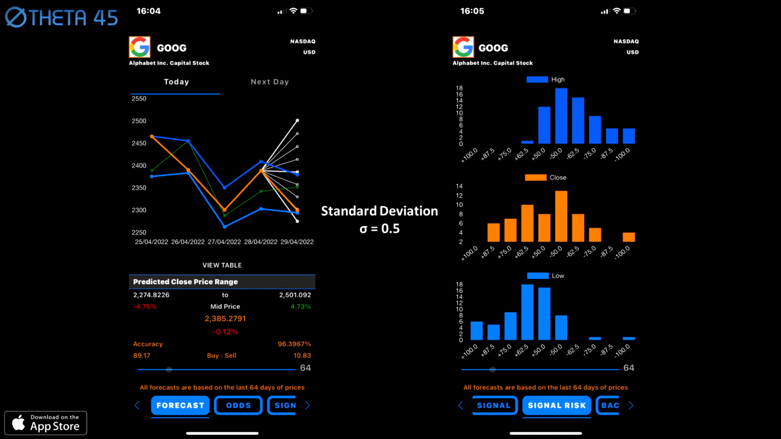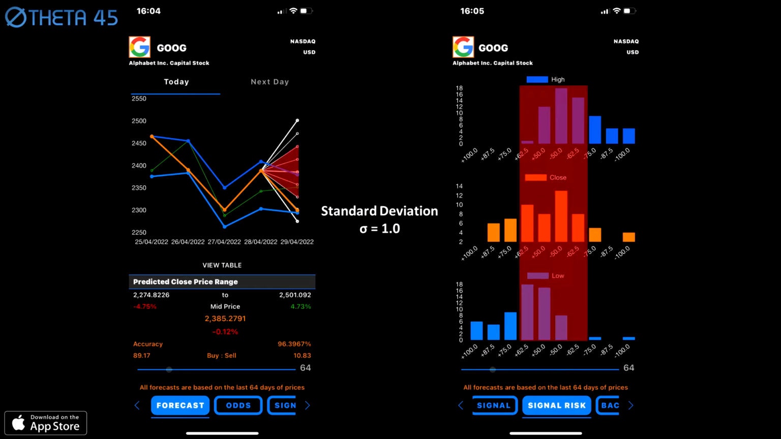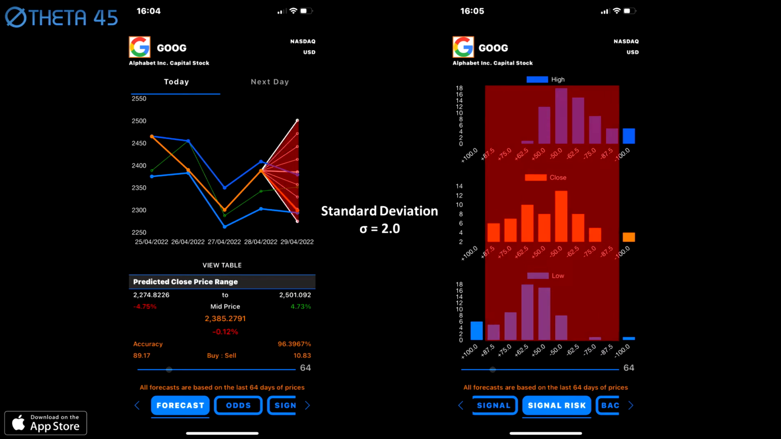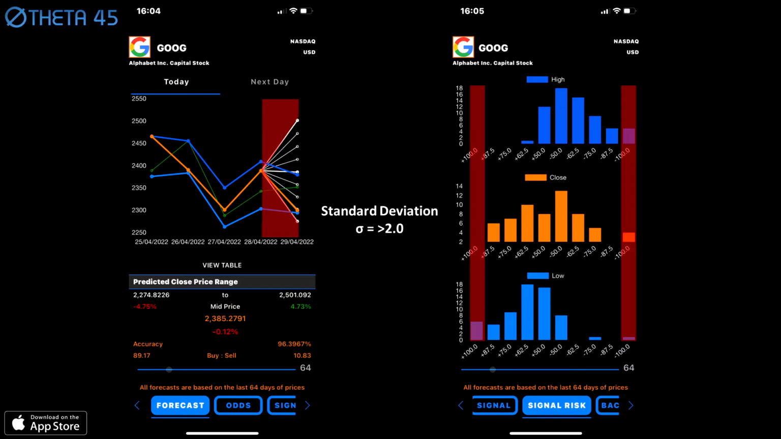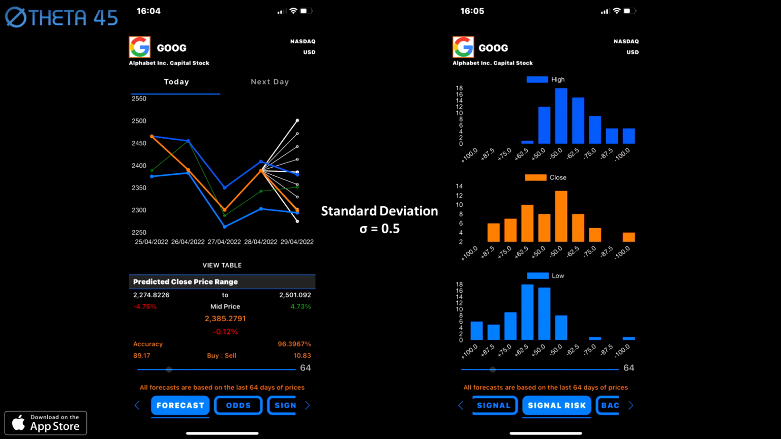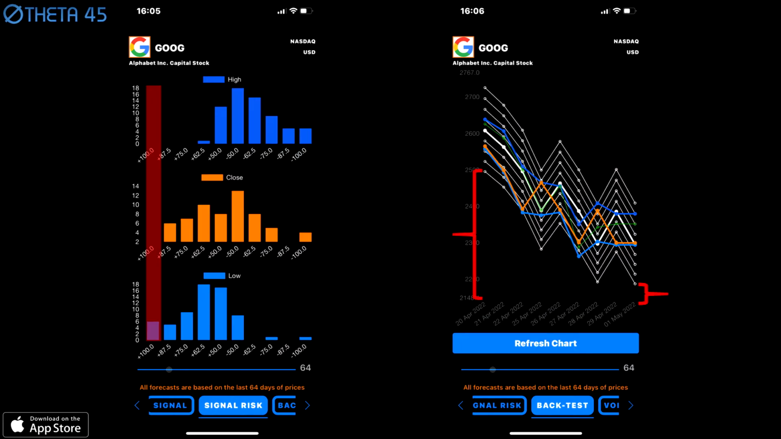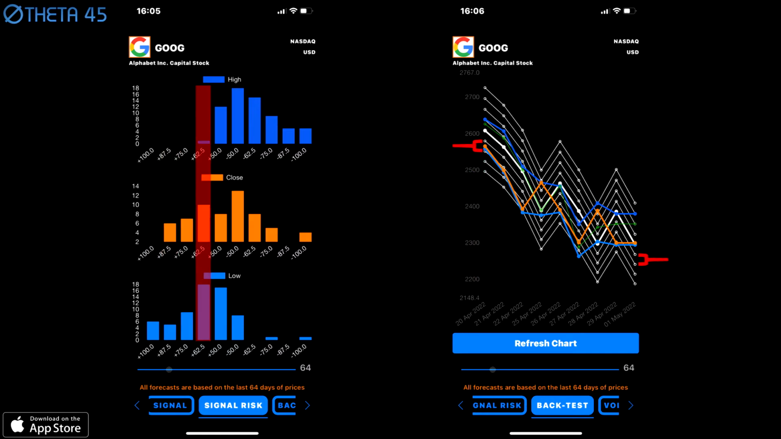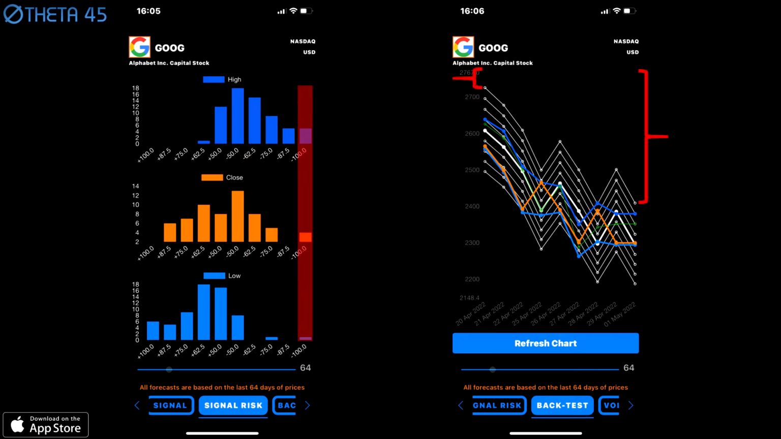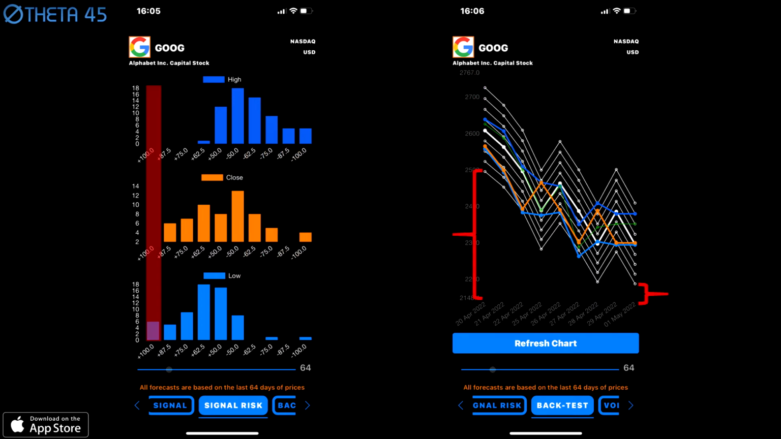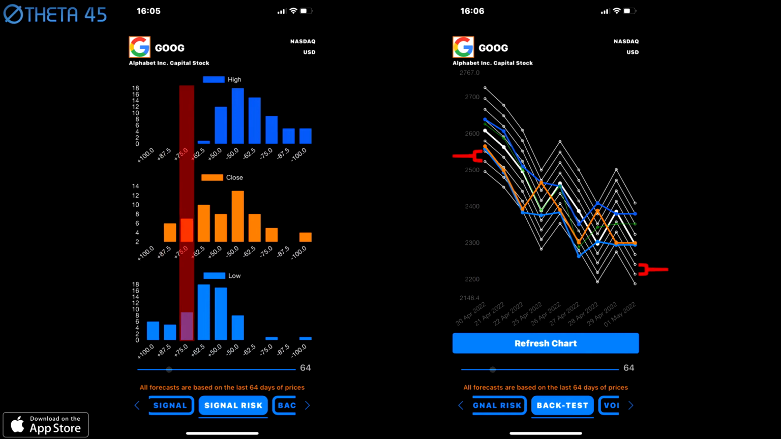Theta 45 forecasts the next closing price within a standard deviation of 2 and within bands of a width of a standard deviation of 0.5. The signal risk screen tells you how often over the last 64 trading days did the high, open and close finish each trading day within each band of the forecast range or outside.